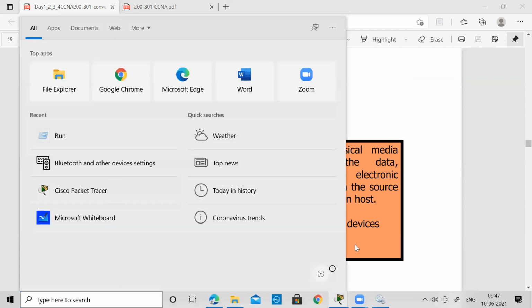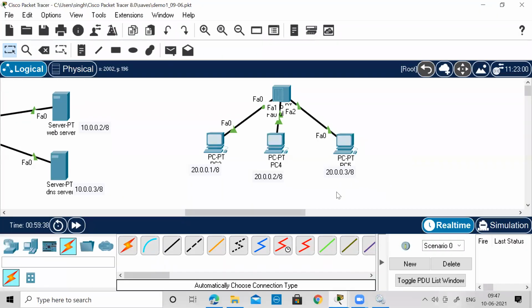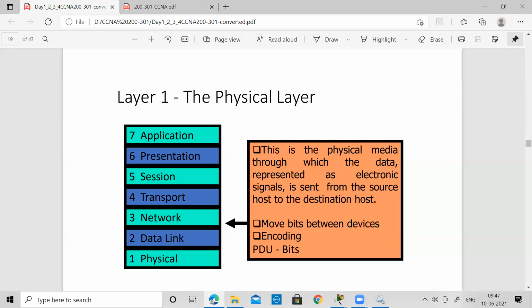Any queries so far, guys? Anything you want to ask? You can unmute yourself and ask.